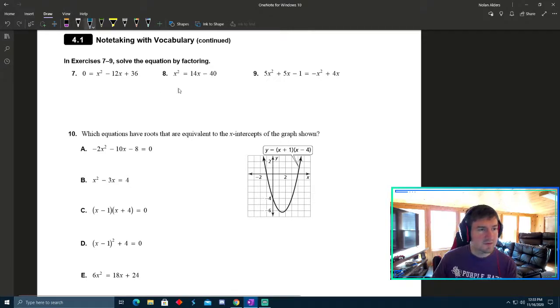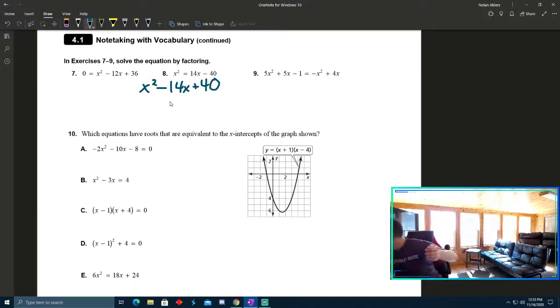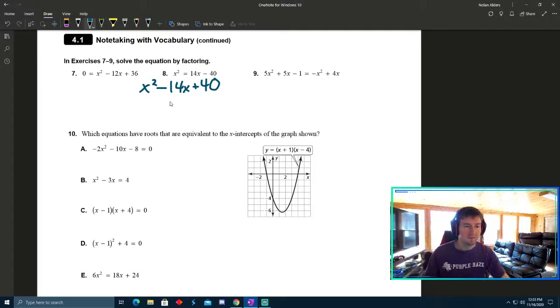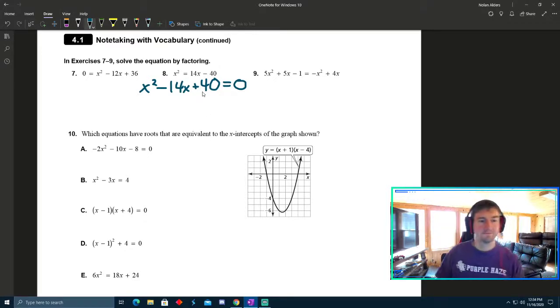So this equation will become x squared. Bring the 14x over here, so we'll have negative 14x. And this negative 40 we'll bring over here, so we'll have positive 40. All right, let me turn this arrow off real quick. And then equals 0. So for factoring, you're going to bring everything over to 0 so that we can use that zero product property. Okay, now we can factor this quadratic expression over here on the left side. So remember how we can do this.